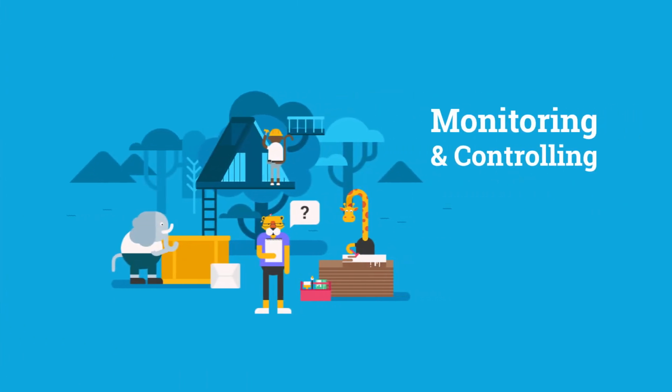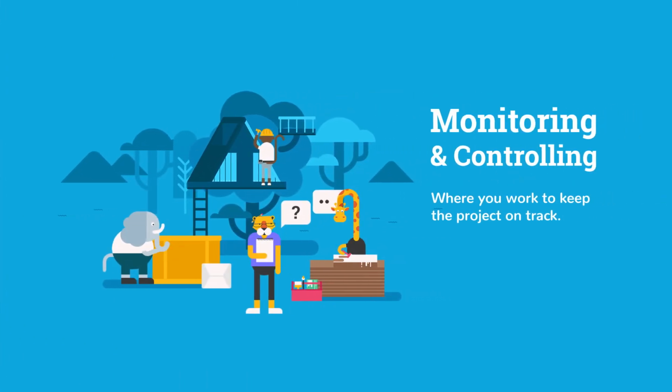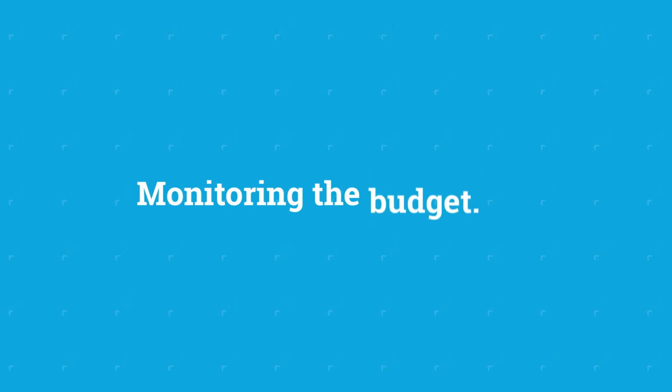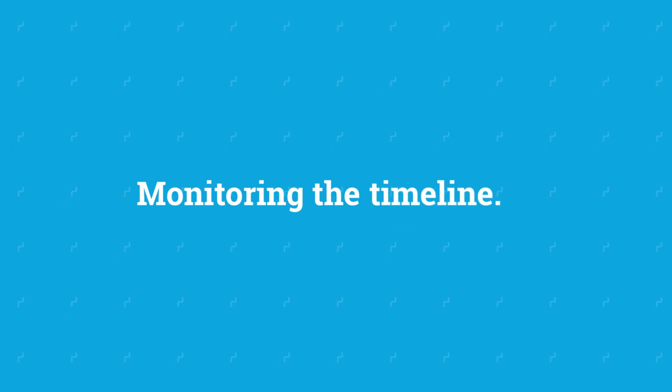Then comes monitoring and controlling, where you work to keep the project on track. As a project manager, you report performance and monitor and control the project. That means monitoring the project life, the budget, and timeline, reviewing estimates versus actuals, and reviewing tasks completed against the time spent and time remaining to ensure the project is going according to plan. And if it isn't, controlling it by working out solutions to get it back on track.